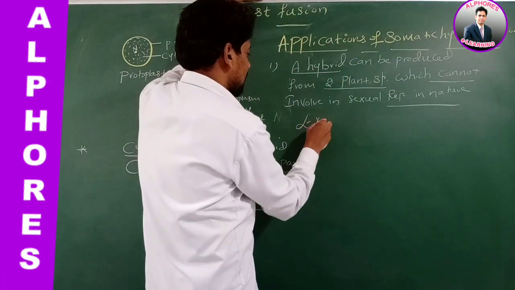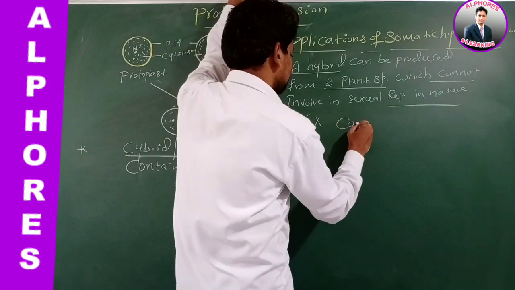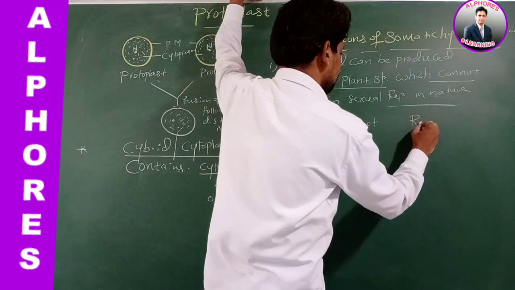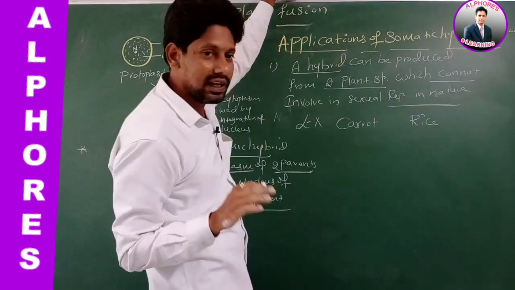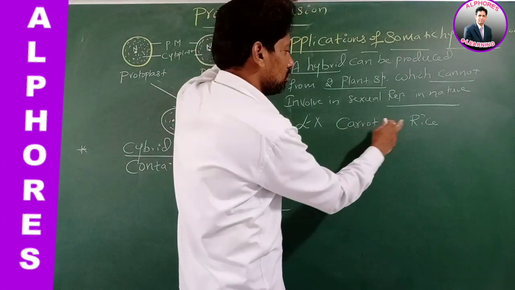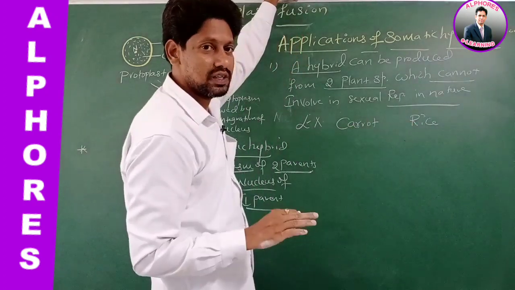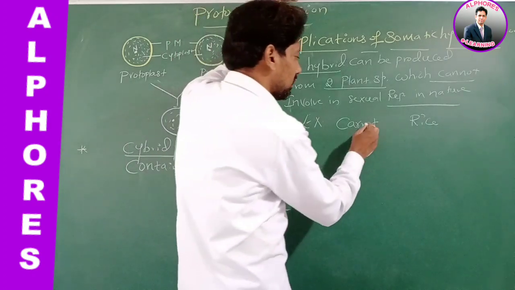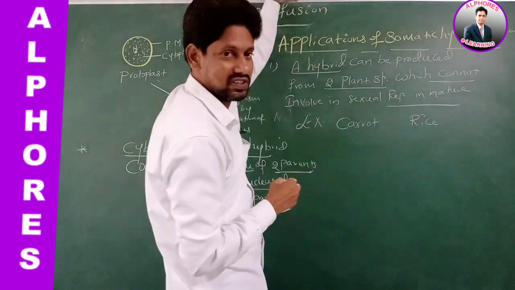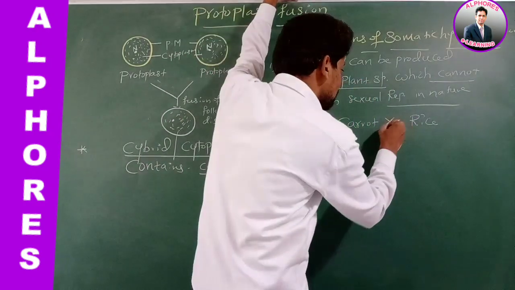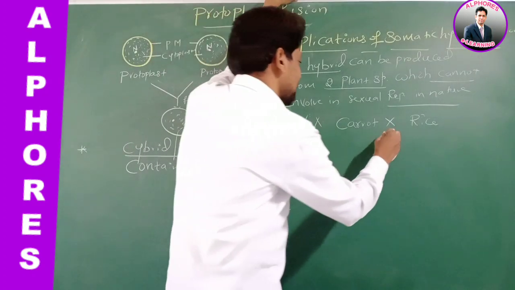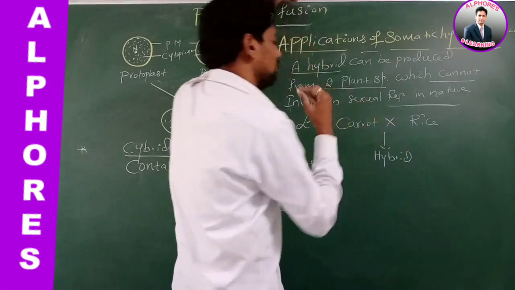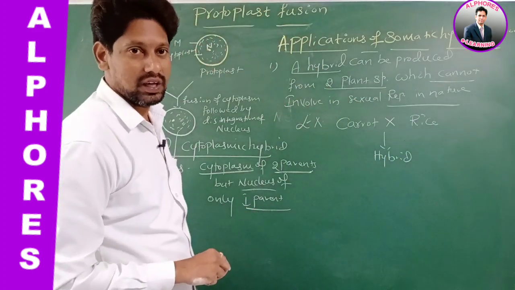For example, you take a carrot. You take rice. Now you tell me, in nature, is sexual reproduction possible between carrot and rice? I am speaking about sexual reproduction in nature. In nature, sexual reproduction is not possible between these two plants. In such cases also, by using somatic hybridization, we can produce a hybrid. Is this statement okay? Right.